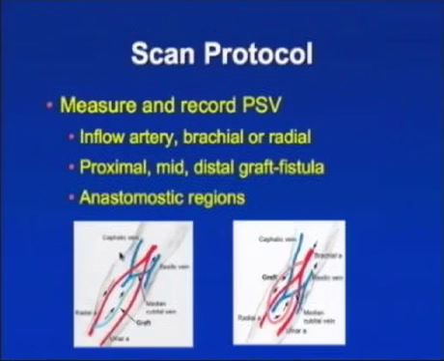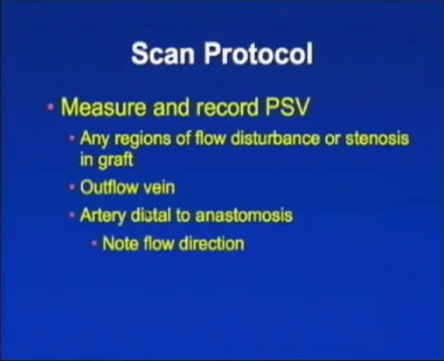The scan protocol, what we measure and record are peak systolic velocities, and we obtain these in the inflow artery, the brachial or the radial artery, depending on the site for the graft or fistula. We also obtain these measurements at the proximal, mid, and distal graft, and then also at the anastomotic sites. We measure and record peak systolic velocity in any region of flow disturbance or stenosis that's seen in the graft. And then we also obtain velocity in the outflow veins as well.